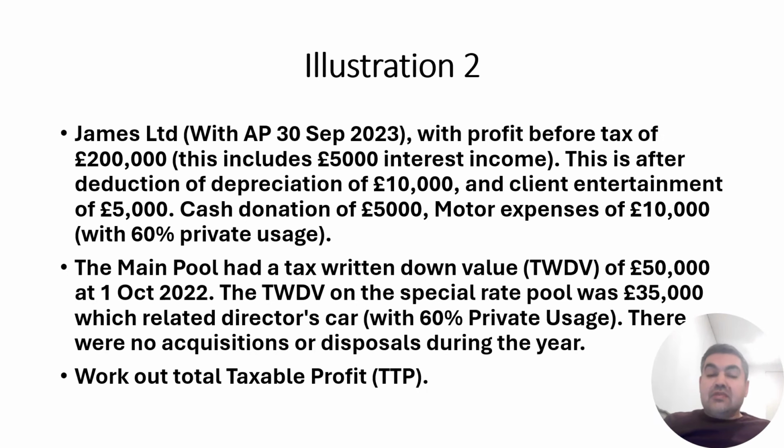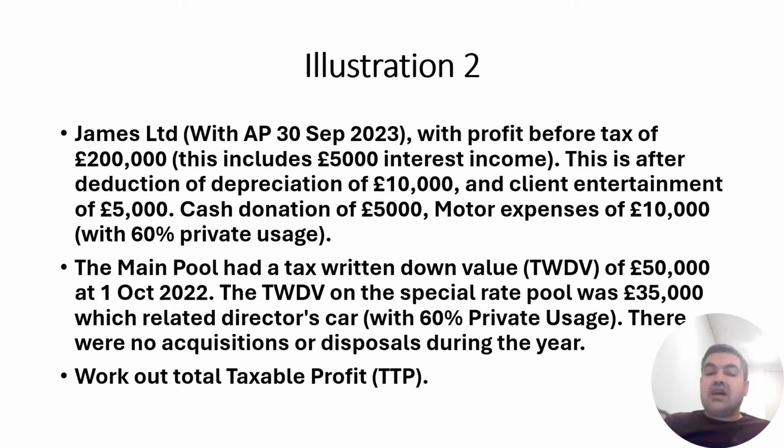Here is the example: James Limited with an accounting period ending 30th of September 2023 with a profit before tax of 200,000. This includes 5,000 interest income. This profit is after deduction of depreciation of 10,000, client entertainment of 5,000, cash donation to a charity of 5,000, and motor expenses of 10,000 with 60% private usage.